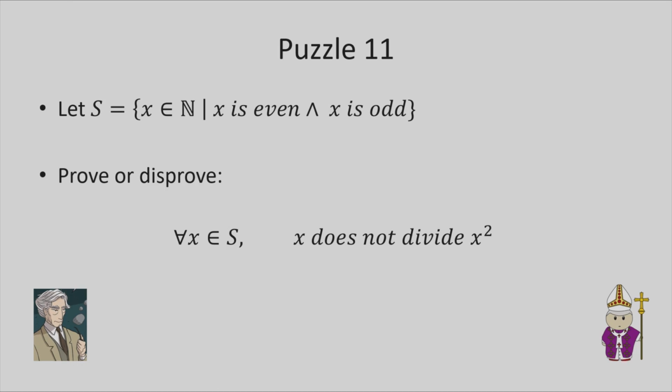Okay, so let's look at this puzzle. We had a set S of numbers, natural numbers that are both even and odd, and the question was, for all x in S, x does not divide x squared. Is it true? Is it false? How would you prove it? How would you disprove it?